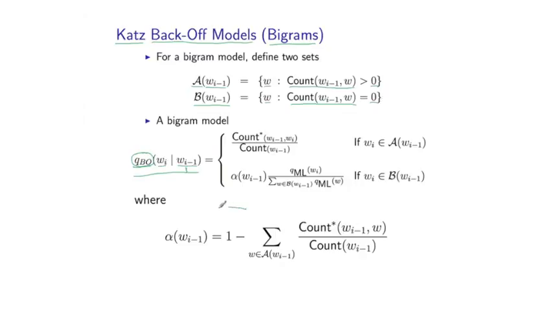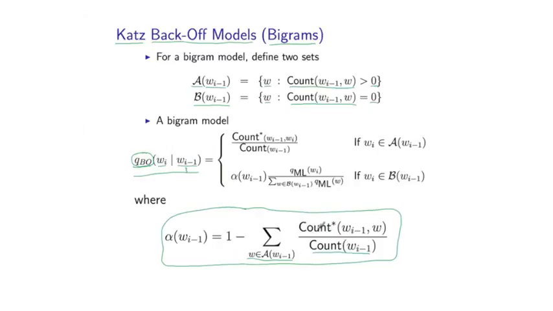As before, I'm going to define the missing probability mass through this expression. This is going to be 1 minus the sum over all the words whose count is greater than 0 of count star of w_{i-1}, w, divided by count of w_{i-1}. So this is the probability mass which is left over.